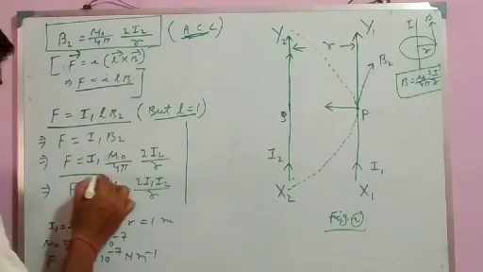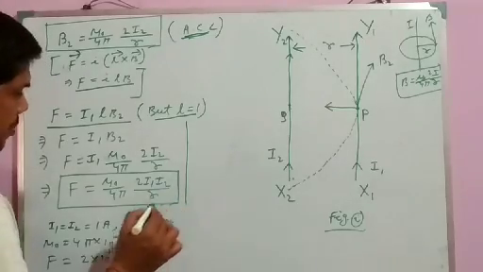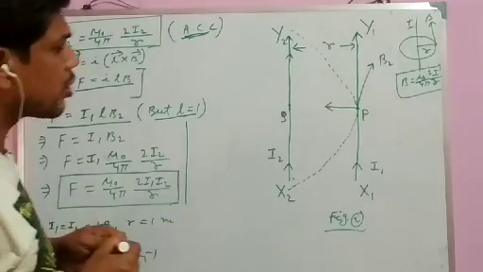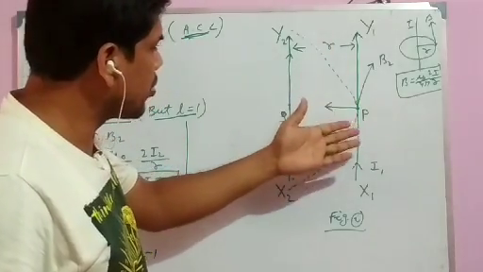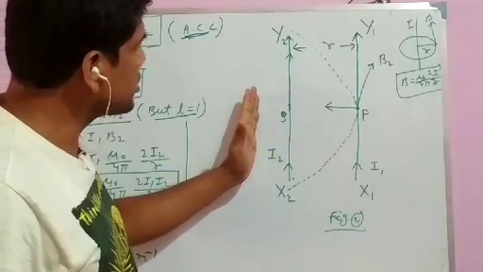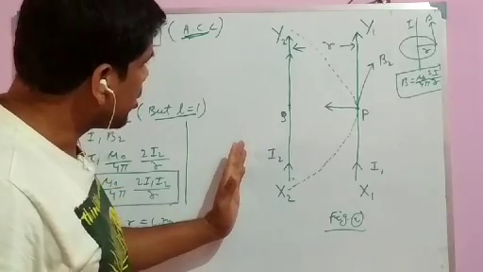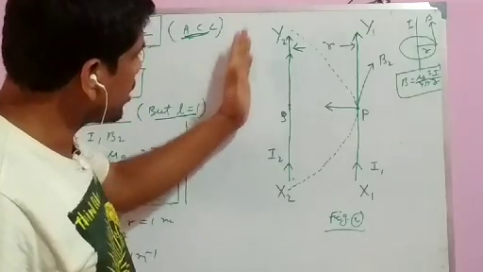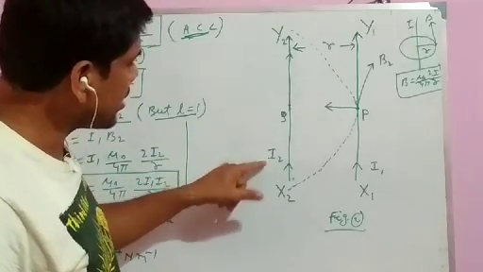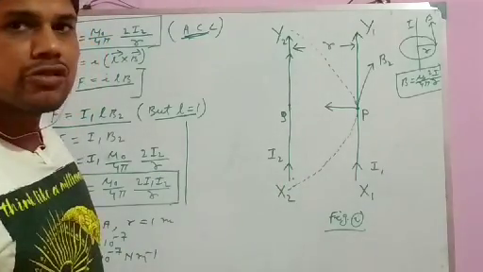So this is the expression of the force experienced by this current carrying conductor X1 Y1, which is carrying current I1, when it is placed at a distance of R from another current carrying conductor X2 Y2, which is carrying current I2. Okay, now we have to find the direction of the force.